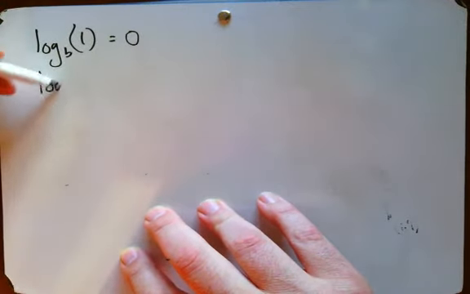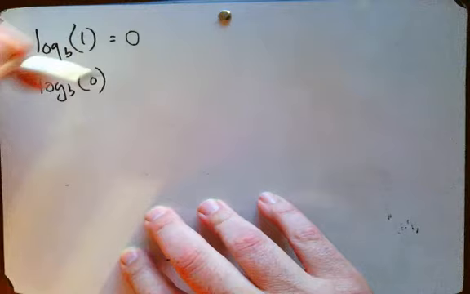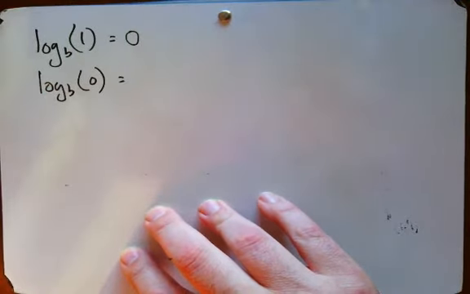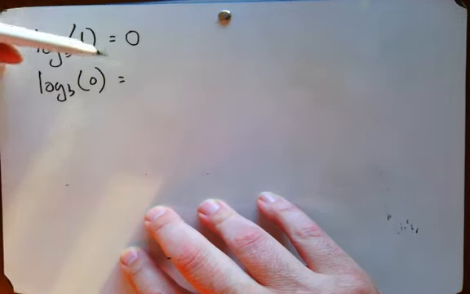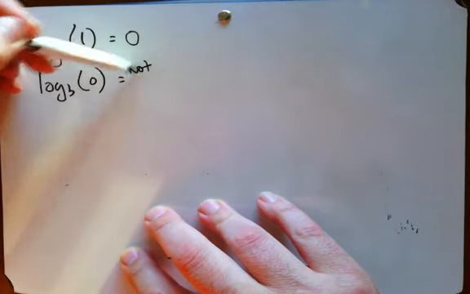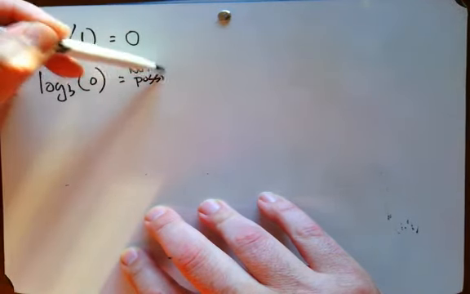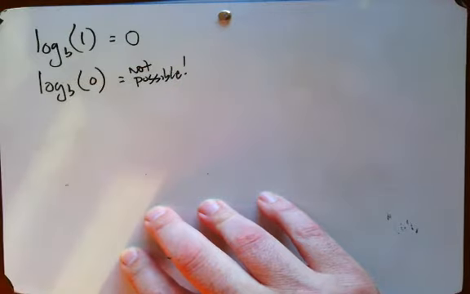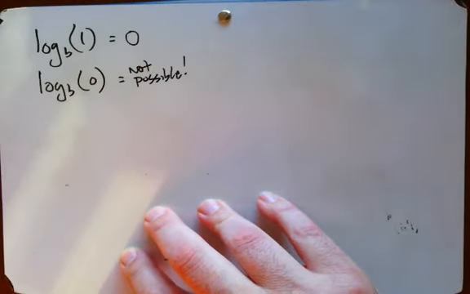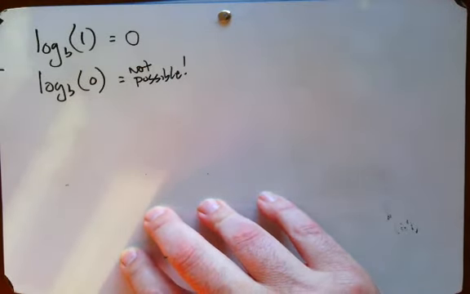Okay, log base b of 0. Not possible. We should know this as where the vertical asymptote is on our regular log graph, and so that function can't exist there.